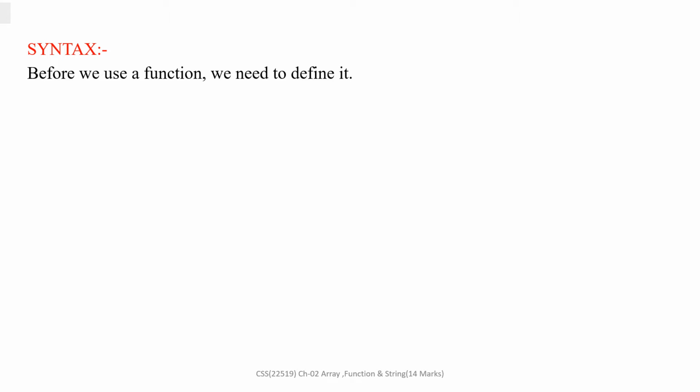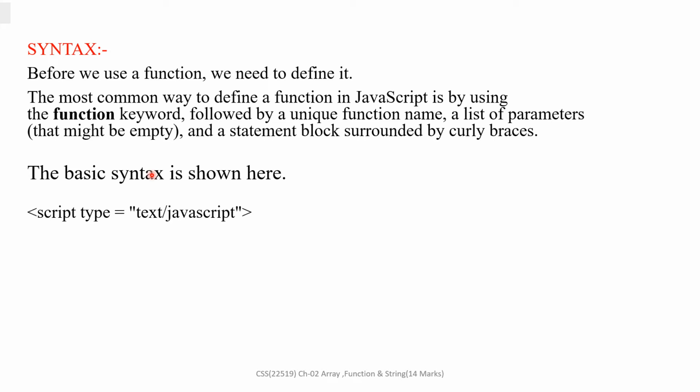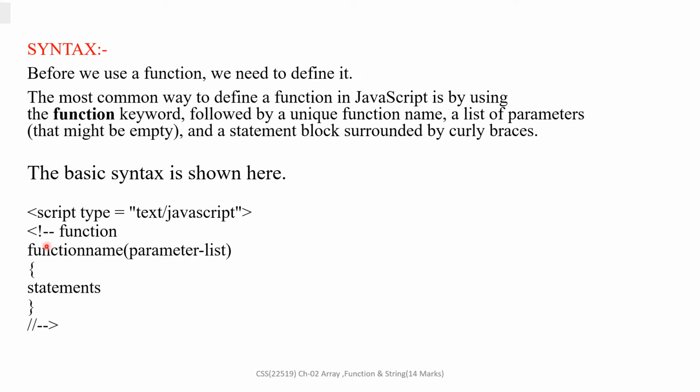We will see the first syntax for the function. The most common way to define a function in JavaScript is by using the function keyword, followed by a unique function name, a list of parameters that might be empty, and statement blocks surrounded by curly braces. The basic syntax is shown here. In the script tag, this is the function keyword, then this is the function name, and the parameter list, and these are the statements executed in the function.